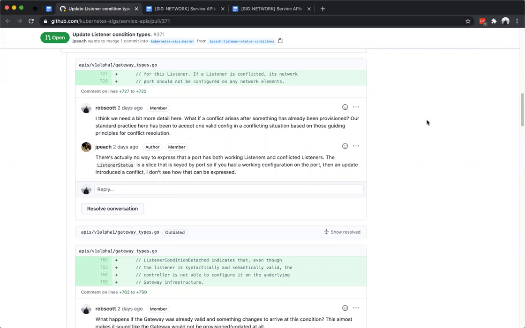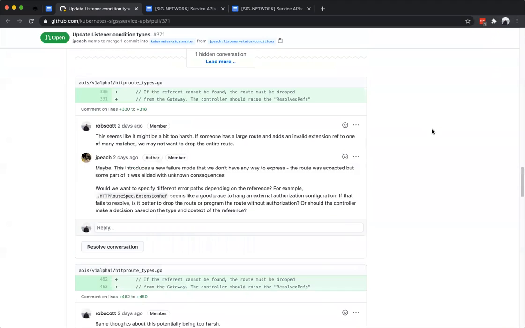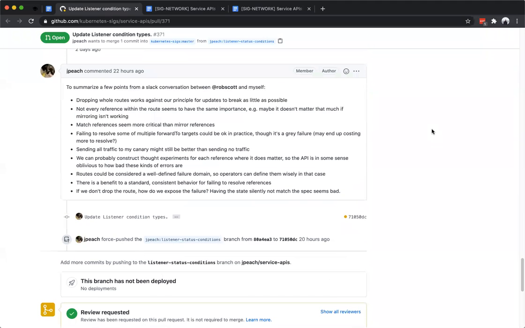So there's a summary, basically a list of pros and cons, in the comment at the bottom, which I summarized from the Slack thread where Rob and I went back and forth on this. From one point of view, dropping a whole route, we have this principle that updates should break as little as possible. With my language lawyer hat on, I think there's a fair bit of wiggle room within that principle, because we could define "as little as possible" with a fair degree of latitude.